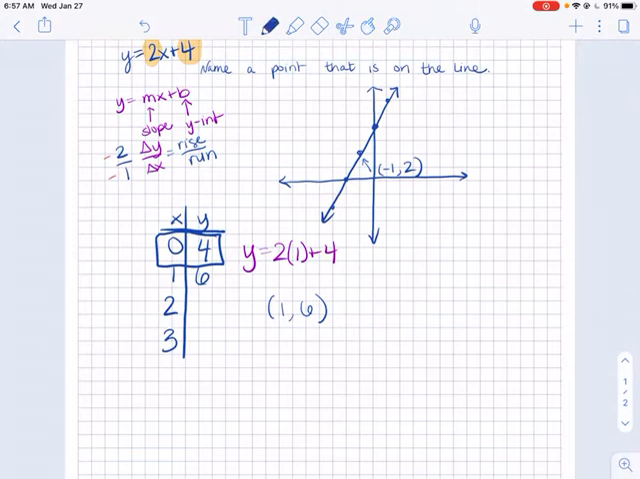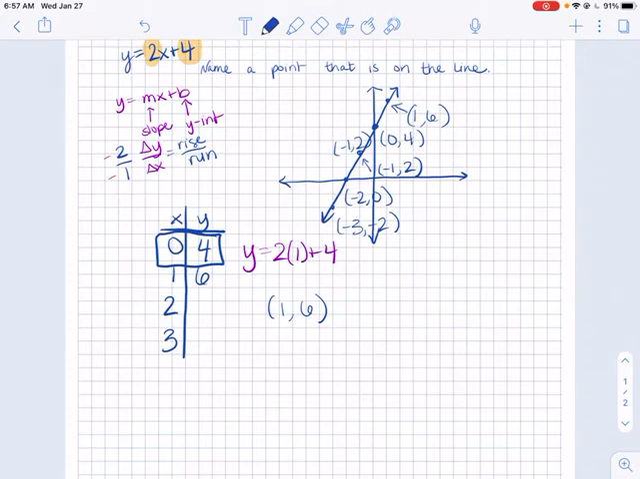If you look on my line, I have 1, 2, 3, 4, 5 points, and it could be any of these. 1, how high up is that? 6. This is 0, 4. This is -1, 2. This is -2, 0. And this is -3, -2. You could plug in any number for x and get out a y in this scenario.